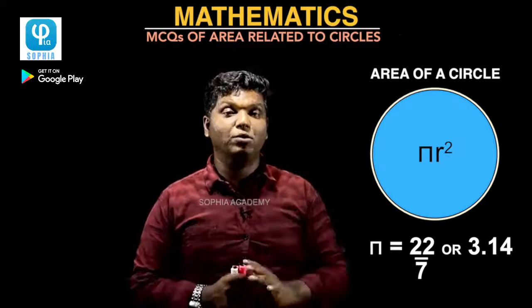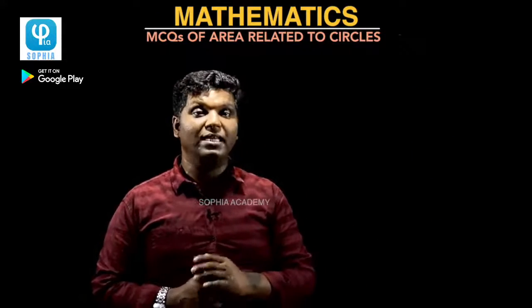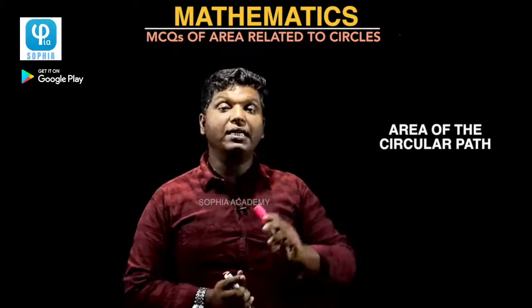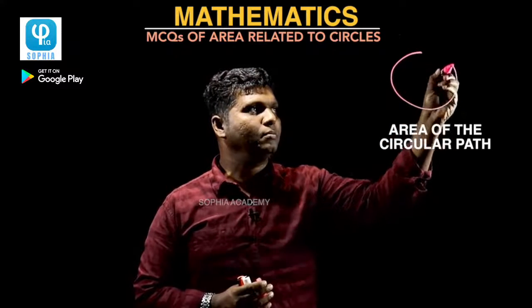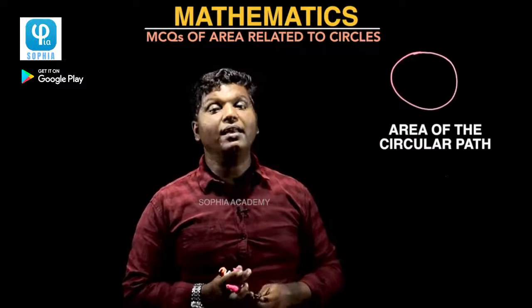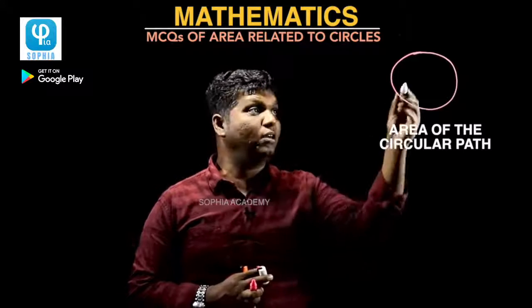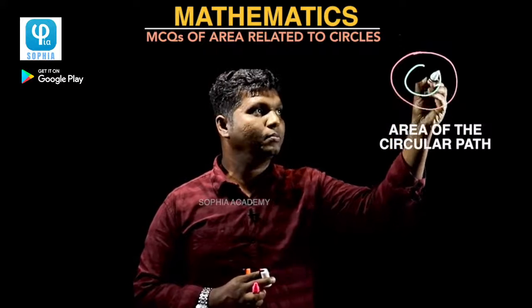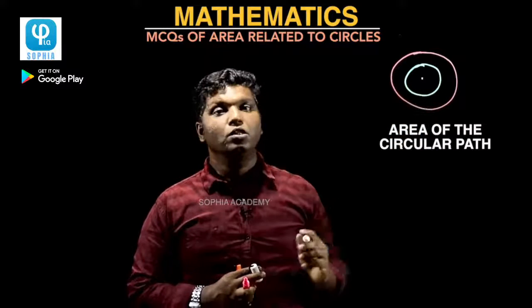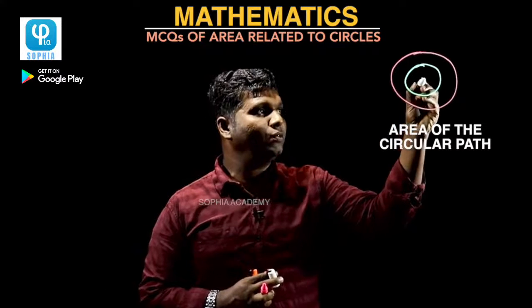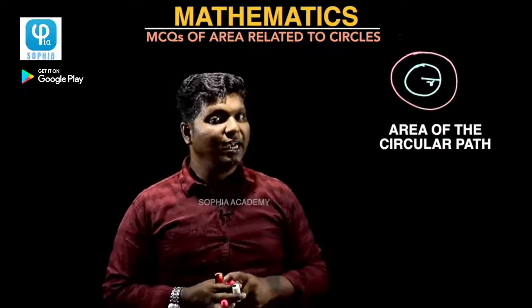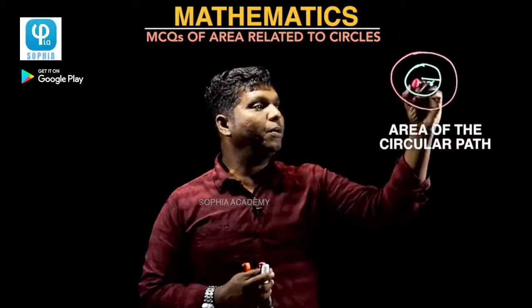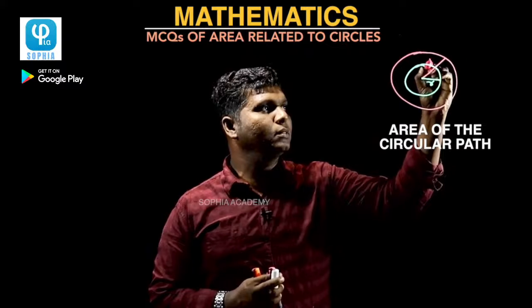So today in this chapter, we are going to study some new things. First one is the area of the circular path. Just imagine that there is a circle like this. It's a bigger circle, and then you are considering a smaller circle within this one with the same center. Just think that the radius of the smaller circle, from here to here, is small r, because it is the radius of the smaller circle. And the radius of the bigger circle is capital R.